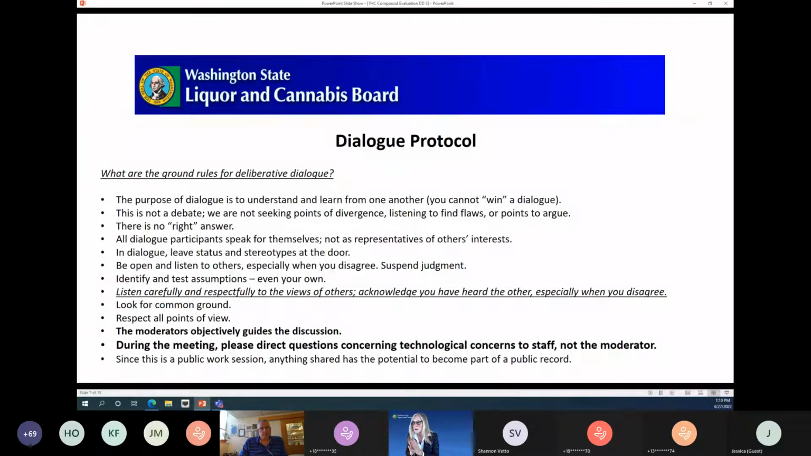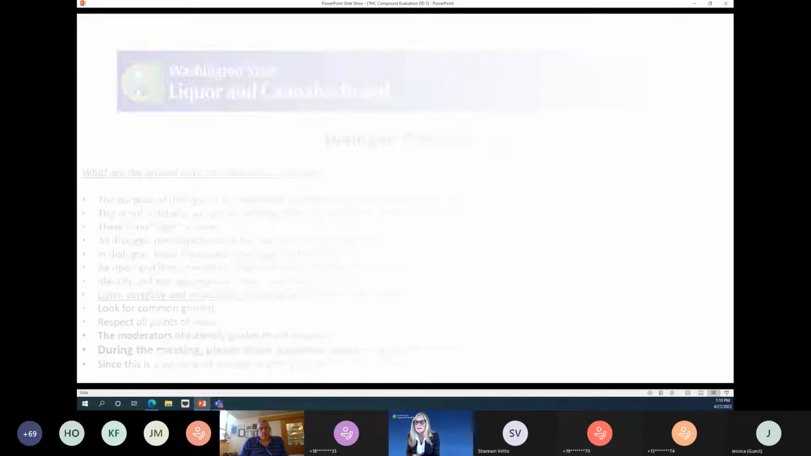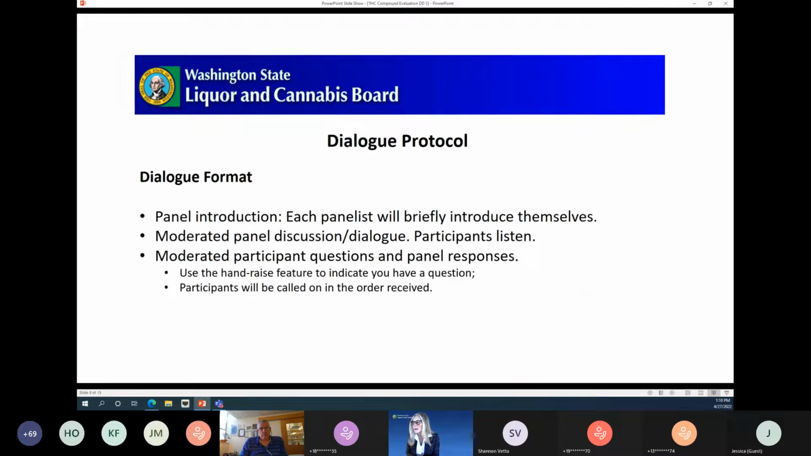We do have a few ground rules. I'm not going to go through all of these because, again, I know many of you have already seen these. But again, I just want to emphasize that there is no right answer here. This is not an opportunity for us to debate each other or seek points of divergence. Really, we're here to find common ground so that we can move the conversation forward around what impairing and non-impairing might mean, if we even use those words at all. Again, this is a public work session. It will be recorded, and we'll put that up on our outward-facing website when we're done today. So a little bit about the format.